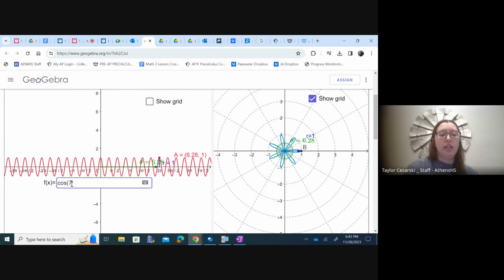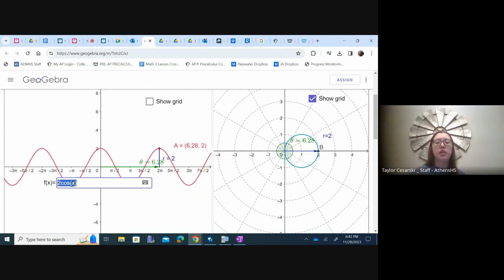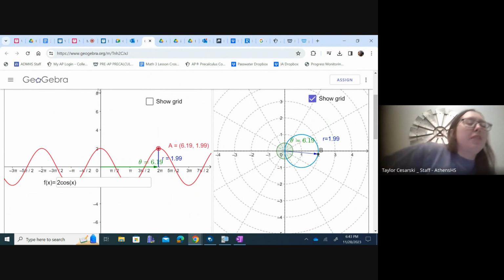What if I tried 2 cosine of x? Think about trying to predict what that will look like without actually typing it in, and then type it in and check. And you can see as you move this point along that it is tracing that curve using values of r and theta. So that wraps up the first part of 314 part 1, which deals with polar function graphs.